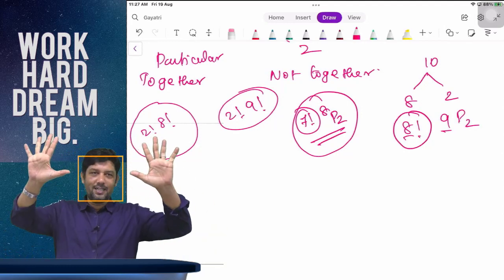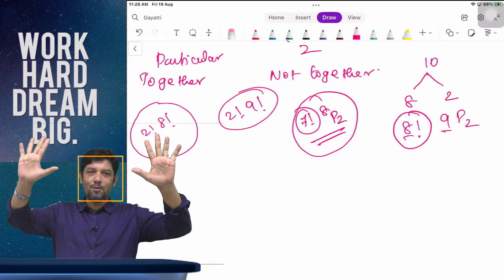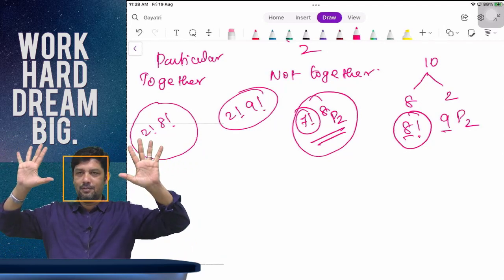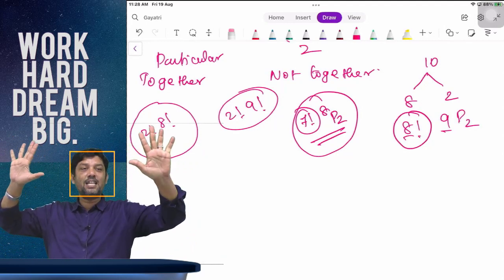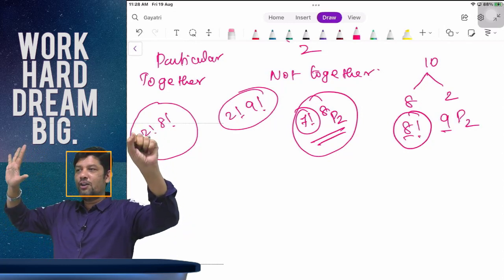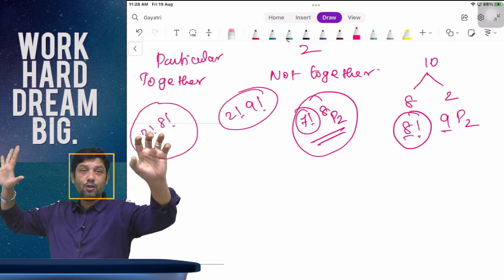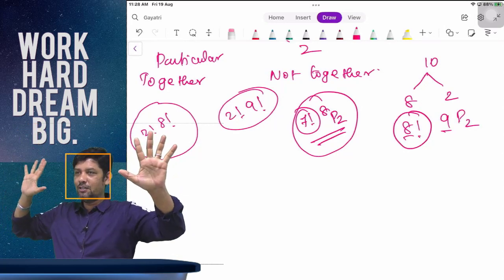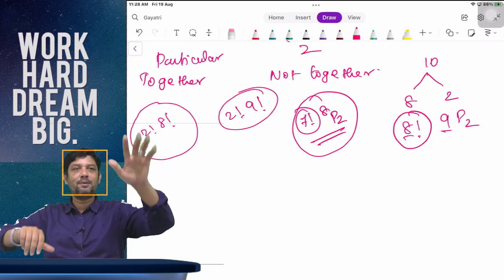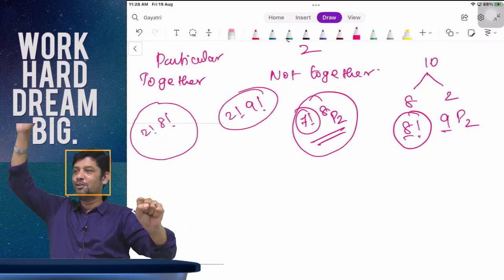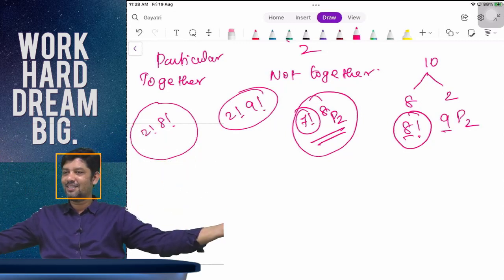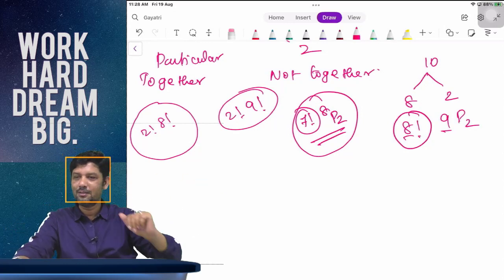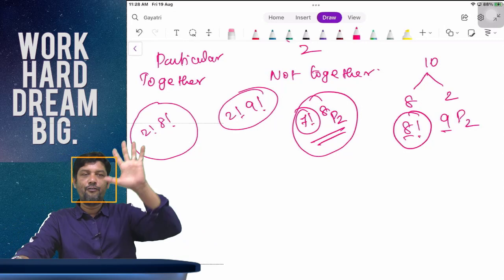5 boys, 5 girls. No 2 boys sit next to each other. Tell me the answer. Circular table. Linear arrangement answer is what? 5 factorial into 6P5. 5 factorial into circular arrangement: 4 factorial into 5P5. Answer is over. You give the answer for linear arrangement.